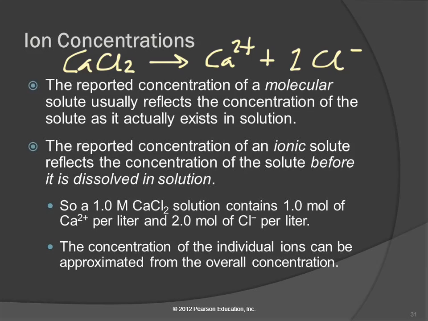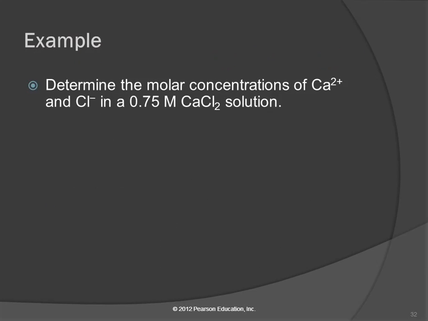Most of these are actually equilibria, and so we can approximate the concentration, but we don't necessarily know super accurately. And in Chem 1B is where you learn how to do calculations like that. Let's do an example. Calcium chloride, 0.75 molar calcium chloride. Let's determine the molar concentrations of calcium ion and chloride ion in that solution.